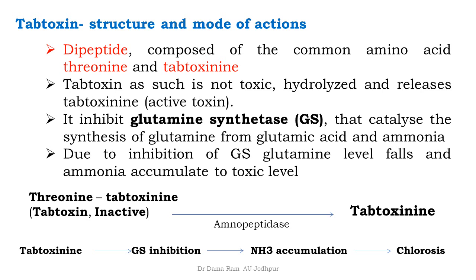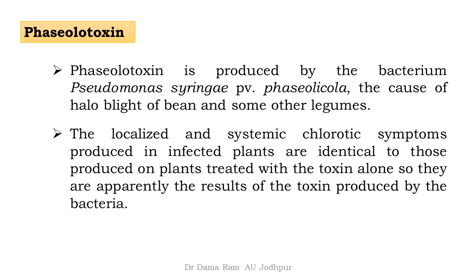So here you can see in the diagrammatic representation that the inactive TAB toxin is degraded through aminopeptidase into tabtoxinine, and that tabtoxinine inhibits glutamine synthetase. Due to this, ammonia accumulates, and that leads to the development of chlorosis. Next is phaseolotoxin.